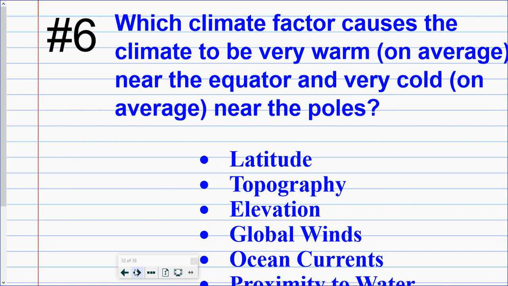Which climate factor causes the climate to be very warm on average near the equator and very cold near the poles on average? That's going to be the first one, latitude. How far are you from the equator?